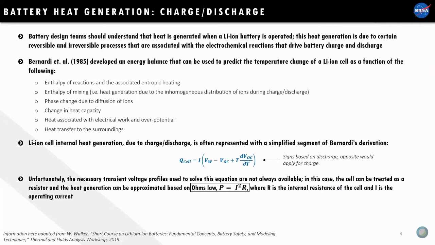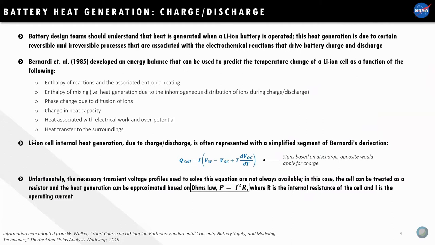Okay, so a little bit of background on battery heat generation now. So there's two main ways that you can get battery heat generation. We have charge and discharge profiles and also thermal runaway events. So we'll talk about charge and discharge first. So the battery design team should understand that heat is generated when a lithium ion battery is operated. And this heat generation is due to certain reversible and irreversible processes that are associated with the electrochemical reactions that drive the battery charge and discharge.